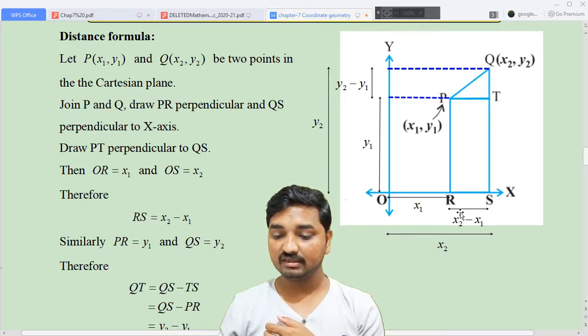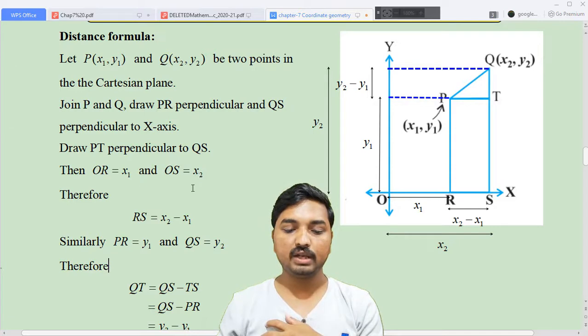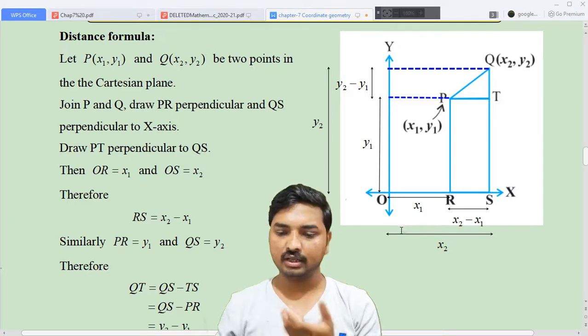So what is the distance from O to S? It is x2. What is the distance from O to R? It is x1. x2 minus x1 will give the distance from R to S, that is RS. So that's why I have written here OR is equal to x1, OS is equal to x2, RS is equal to x2 minus x1. This distance is x2 minus x1. In a similar sense, in the case of the y-axis also.